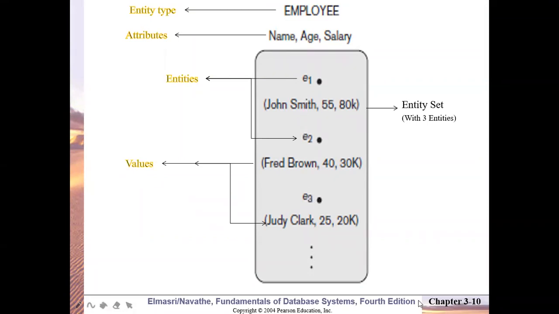Similarly, we have given dots. Dots represent that there may be n number of entities. So E1 is one entity, E2 is one entity, E3 is another entity. Now each of these entities will have their own values for the different attributes. Like the first entity, E1's name is John Smith, E1's age is 55, and E1's salary is 80K. Then the second, E2's value for the name attribute is Fred Brown, his age is 40 and salary is 30K.